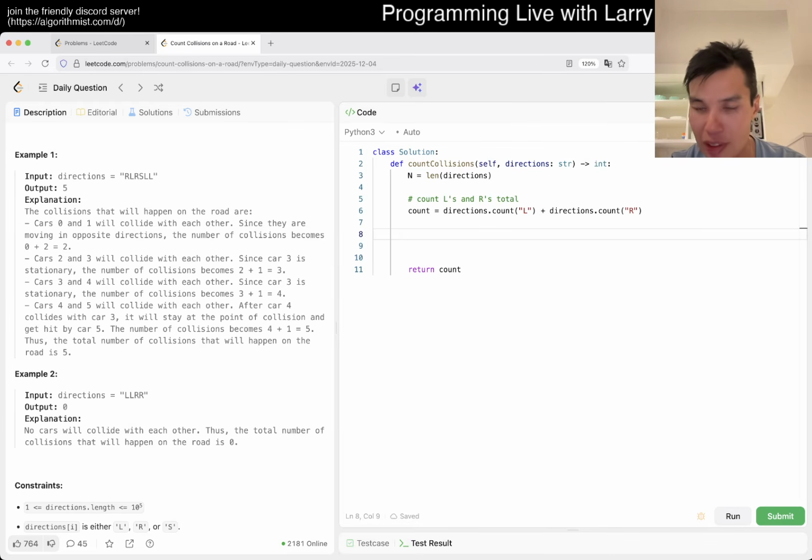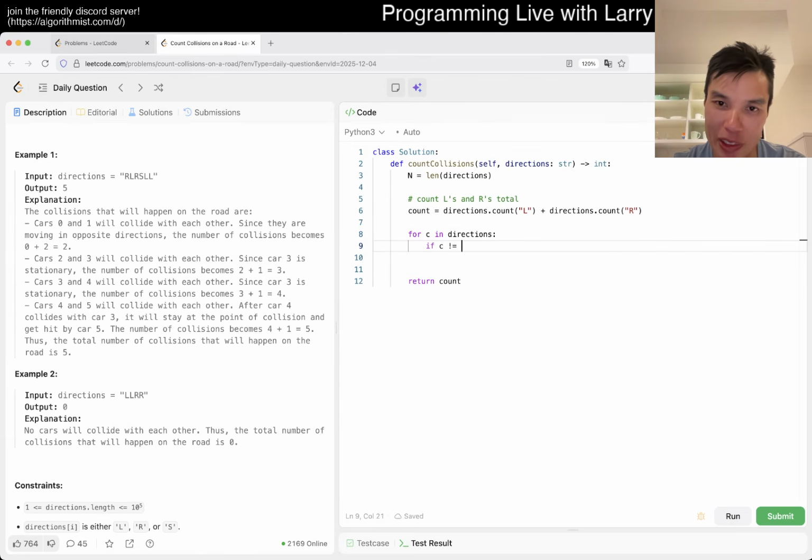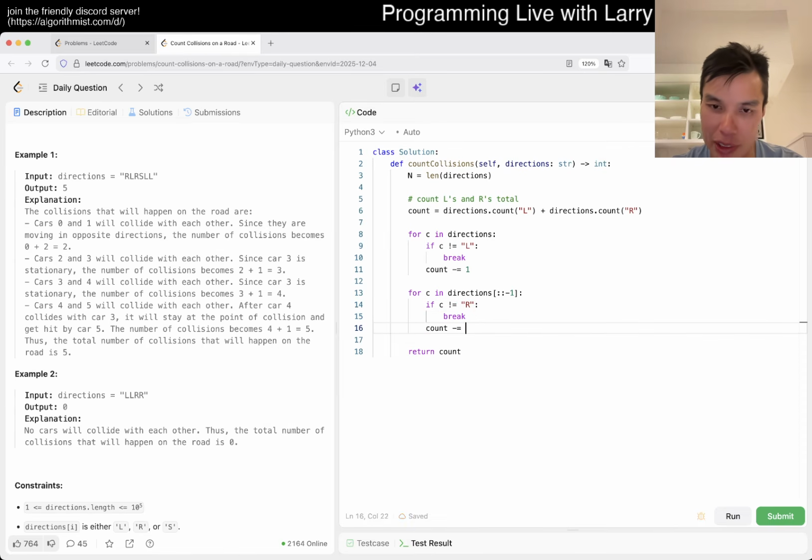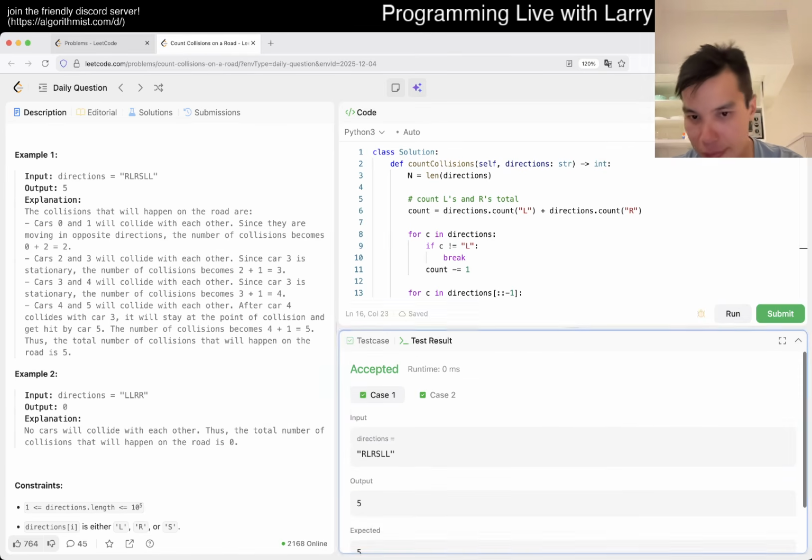Yeah, so then, I know how to write a check for prefix, of course. I'm just trying to think whether there's a clever Pythonic way of doing it, but maybe not. Maybe there is, maybe there isn't. But for c in directions, if c is not equal to L, then we break, else we subtract 1, right? Because it's escaping, and then we do the same thing in the opposite direction. We count backwards. If c is not equal to R, we break. Otherwise, we subtract 1, and then we'll see, right?